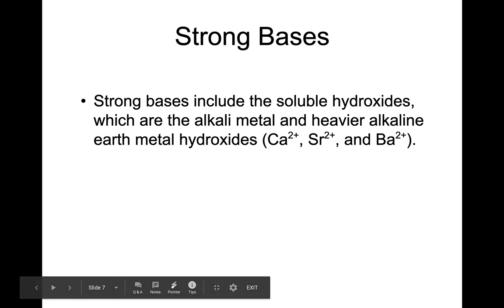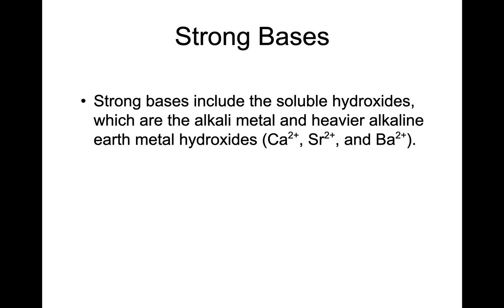Strong bases are going to include the soluble hydroxides, so soluble compounds that contain an OH ion. These are the alkali metals, so anything in the first column of the periodic table bonded with OH, hydroxide, and the heavier half of the alkaline earth metals, so the bottom part of the second column: calcium, strontium, and barium. These are the only compounds of hydroxide that are soluble in water.